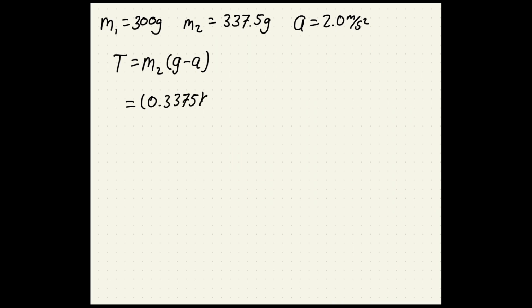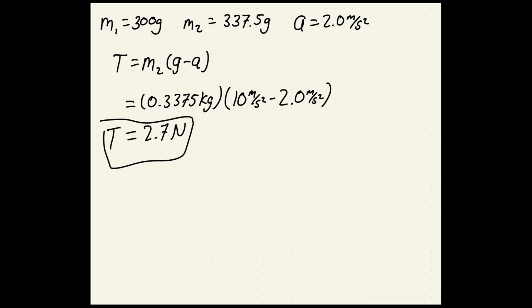0.3375 kg, times my gravitational acceleration constant, 10 meters per second squared, minus my acceleration that I experience, which is 2 meters per second squared. And then if I plug this into a calculator, I should get my result, which is about 2.7 newtons. The tension in the string is 2.7 newtons.